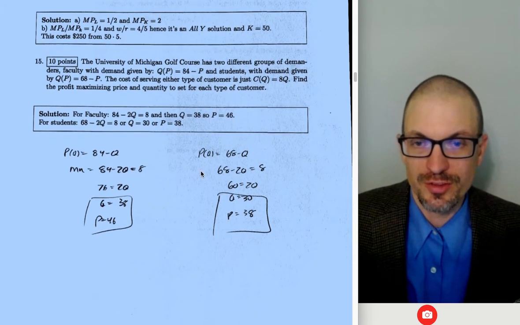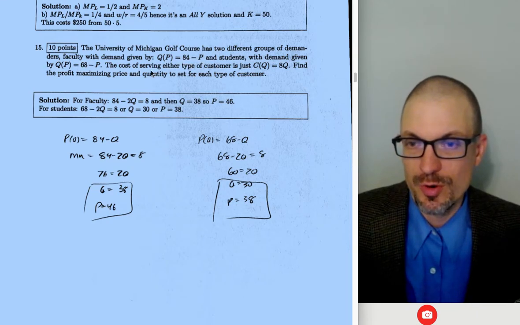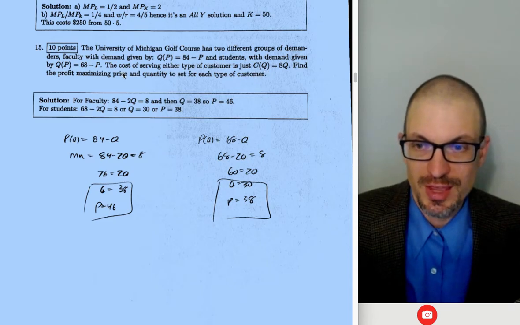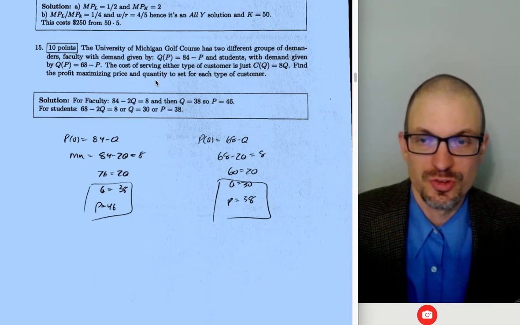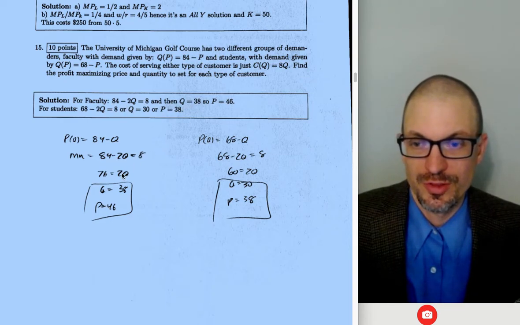UMich Golf Course has 2 different demanders, faculty and students, right? So here's the demands for both. Cost of serving either is just 8Q, so marginal cost is 8. Find the profit maximizing price and quantity. This is just standard third degree price discrimination. For faculty, it's going to be 84 minus 2Q equal to 8. This yields a quantity of 38, price of 46.